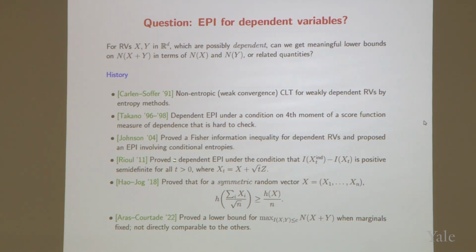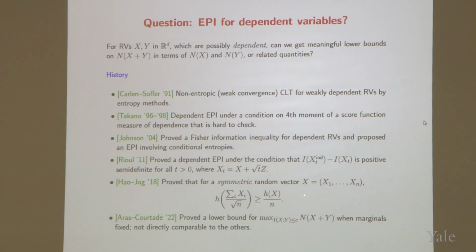In 2011, Olivier Rioul proved a dependent entropy power inequality under a condition on the difference of the Fisher information matrices of the random vector. So this is the random vector whose components we are going to sum, and the random vector with the same marginals, but which is a product measure. So the independent coupling of those marginals. But he required that assumption not just for the original random vector, but for all of its heat flow evolutes, if you like, or this is something that arises because one uses integration along the heat flow to relate entropy to Fisher information.